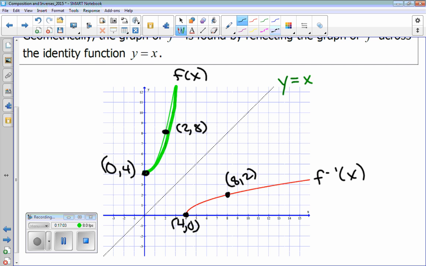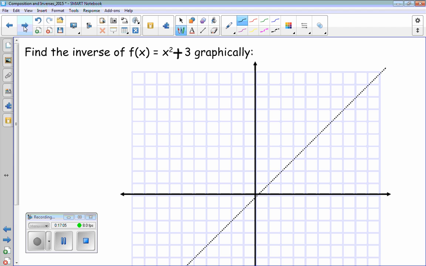It's that easy. So we're going to practice. I want you to go ahead and graph on your paper. If you need to just do a little sketch, that's okay. But I want you to graph x squared plus 3, and then I want you to graph its inverse. If you need your calculator to help you, that's fine. But what does x squared plus 3 look like, and how do I graph its inverse?